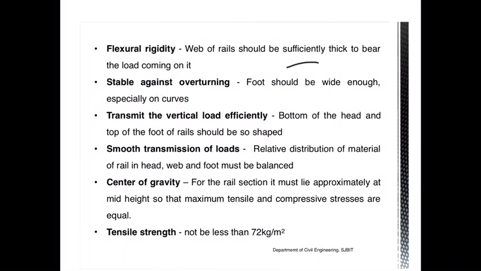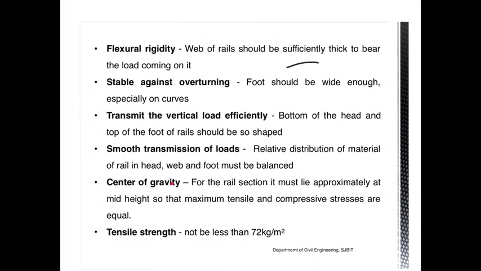So to overcome this resistance, you can make the rail section stable against overturning by providing sufficient width of the foot section. And the next one, the top and bottom of the head of the rail should be so shaped that it will enable the fish plate and fish bolt to transmit the vertical load efficiently from the head to the foot, especially at the joint portion.